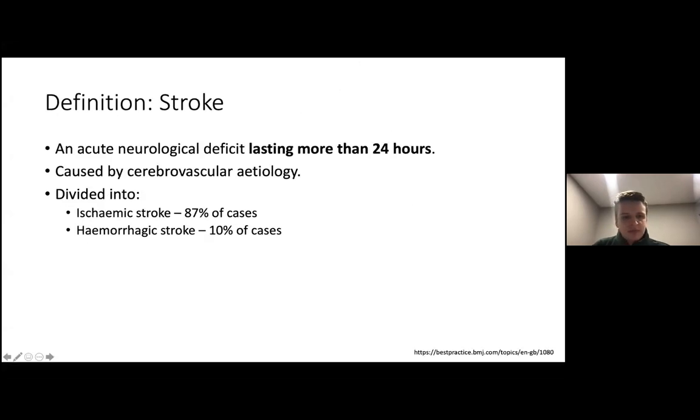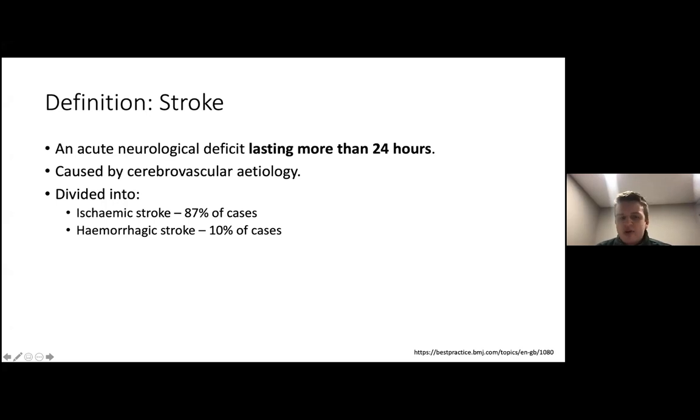So start off with the definition of stroke. It is an acute neurological deficit lasting more than 24 hours, and it's caused by cerebrovascular etiology. Stroke is divided up into two main categories, which is ischemic, where there is a blockage in a blood vessel, or hemorrhagic, caused by a bleed. The majority of them are ischemic. 87% of cases are ischemic stroke, and 3% are subarachnoid hemorrhages.